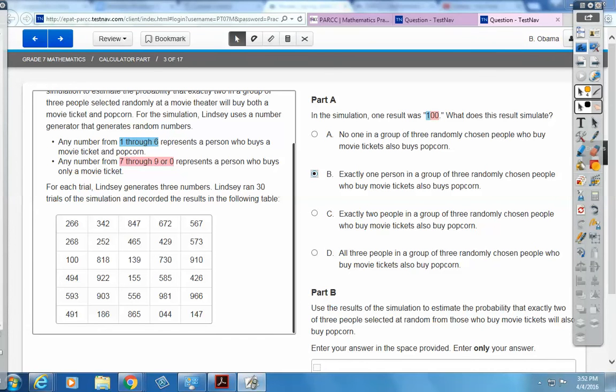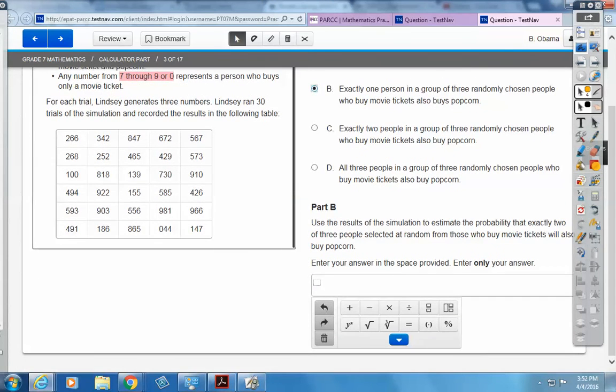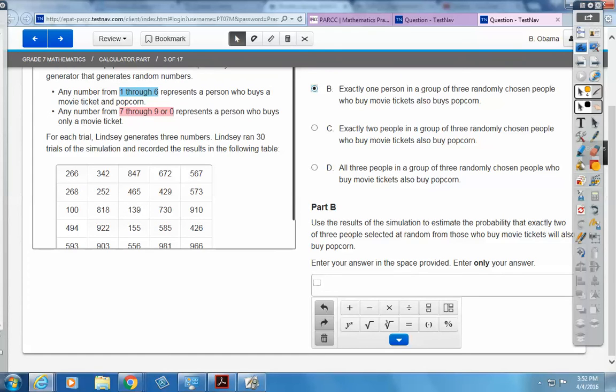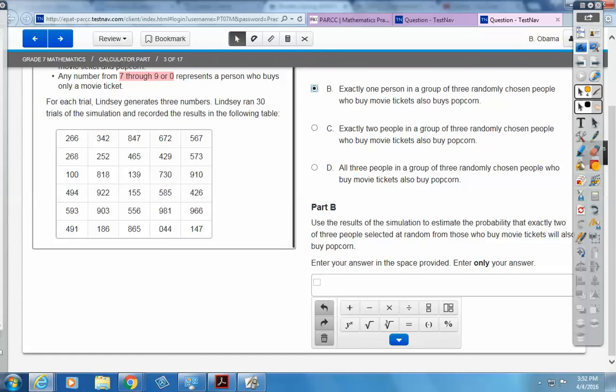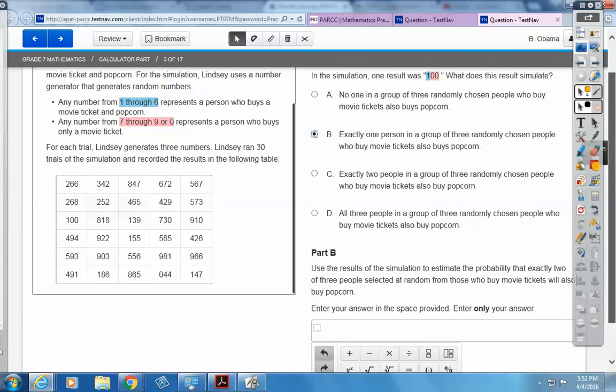All right. Part B. Use the results in the simulation to estimate the probability that exactly 2 of the 3 people selected at random would buy movie tickets and popcorn. So let's go here, and I'm going to use blue for the ones that have exactly 2 people who bought movie tickets and popcorn. So 6, 6, and 2, all 3 of these bought popcorn and a movie ticket.